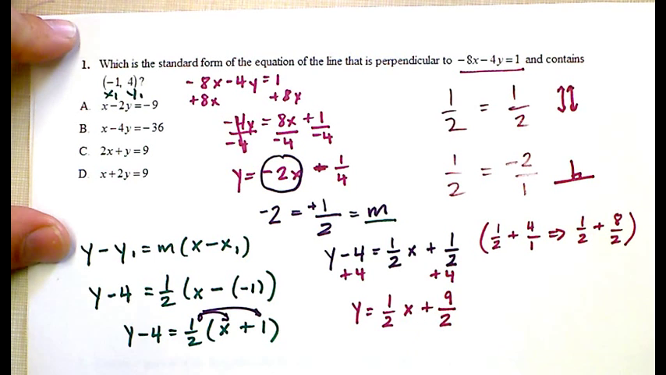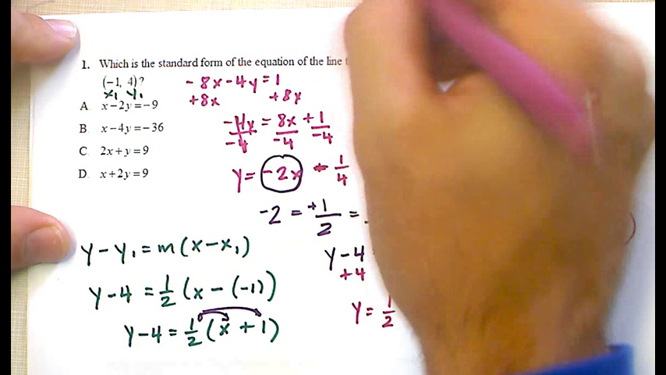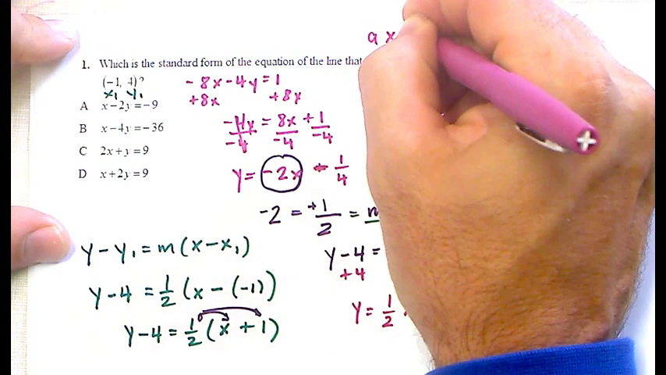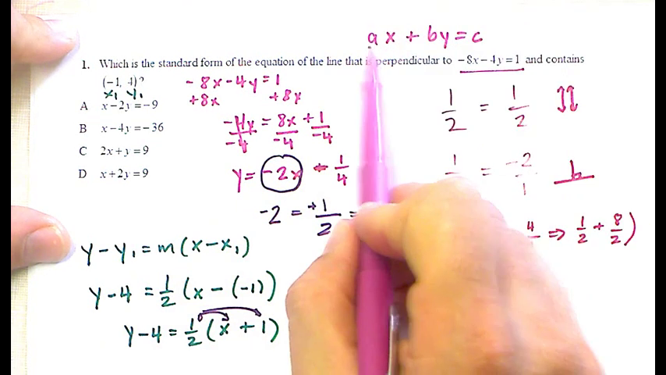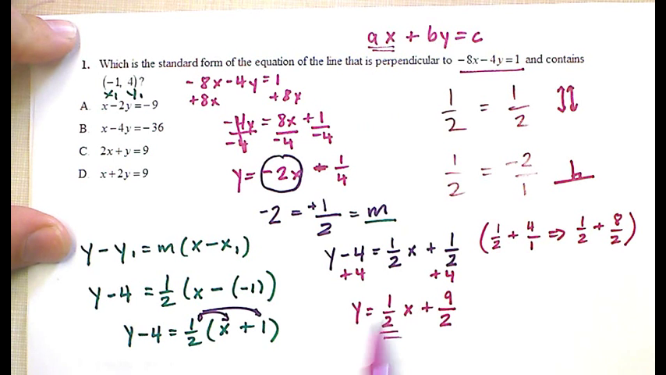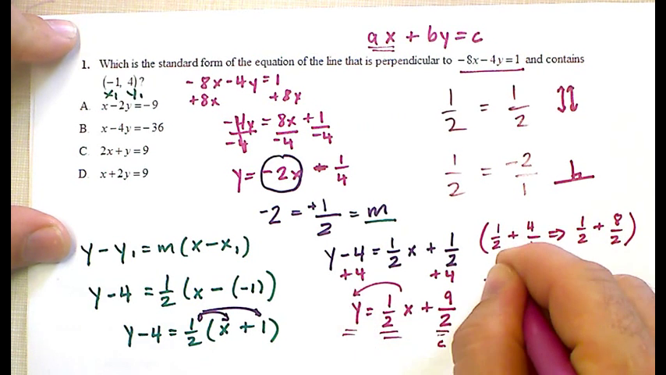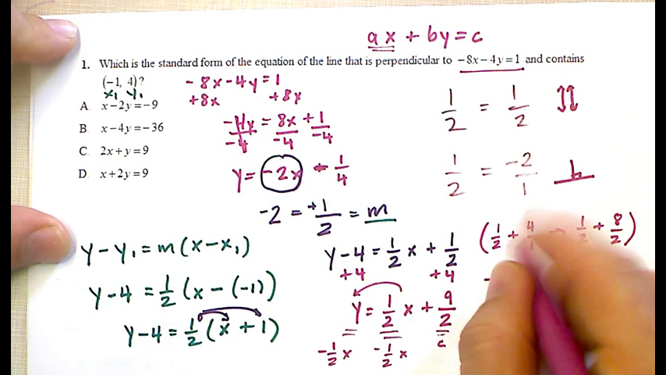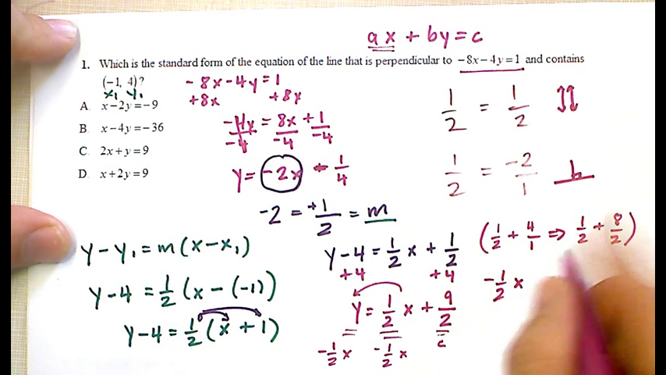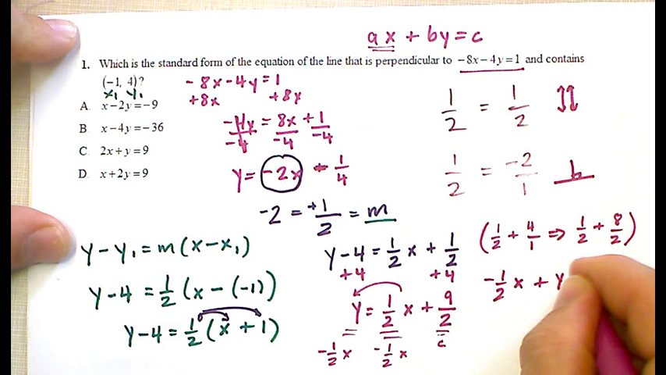Now they want standard form. Standard form I'll put up here is ax plus by equals c. So basically your coefficient, this piece and this piece need to be on one side, and then this, because it's not attached to letters, is considered your c. So what I want to do is actually move this piece to the other side and say, okay, negative, and I'll do that by subtracting 1/2 x from both sides. Negative 1/2 x plus y is equal to 9 over 2.